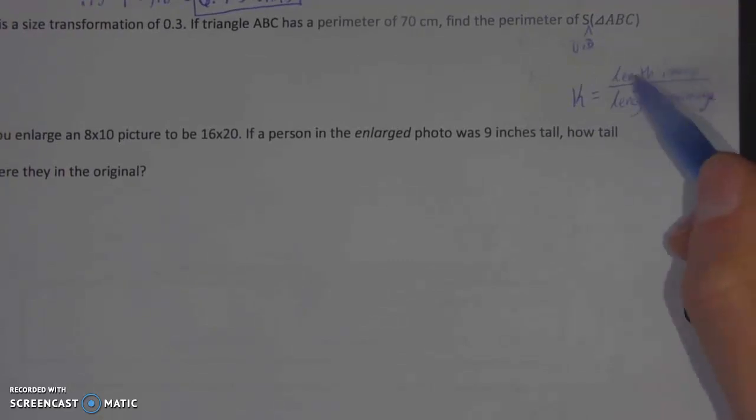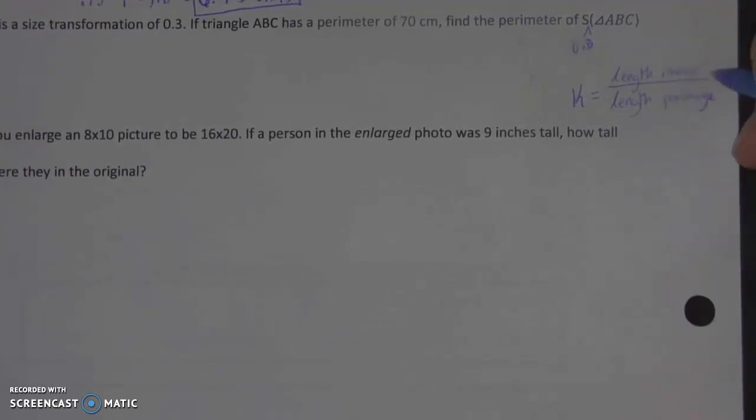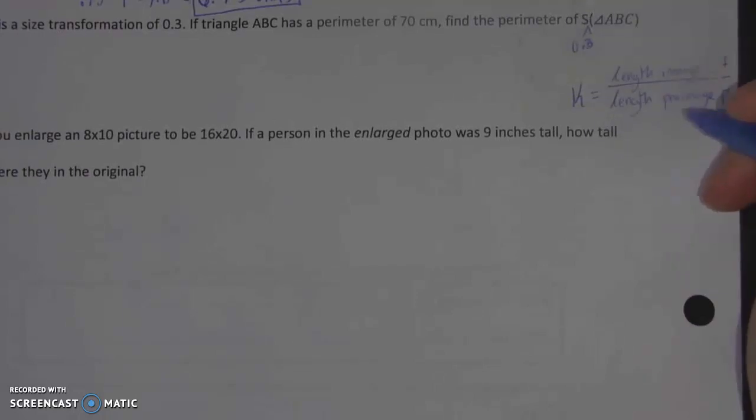For one, you can assign variables to these. I like to say that the length in my image is f, and the length in my pre-image is p. F for final image, p for, well, pre-image. And you can also, by the way, multiply both sides by p to get p times k is equal to f, or our pre-image length times our magnitude is going to give you your final image length.